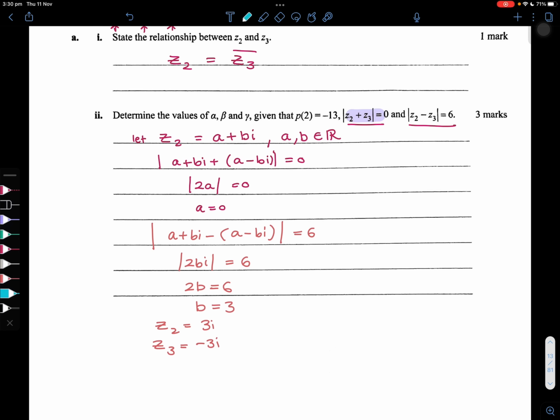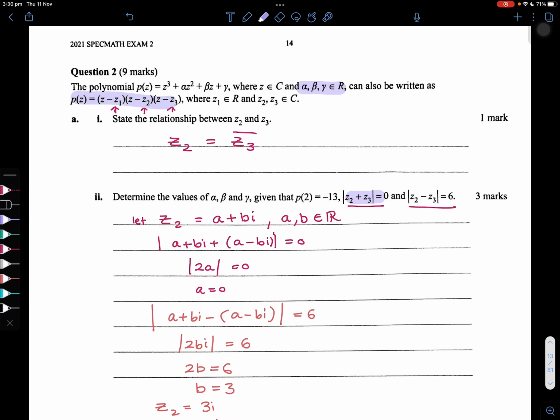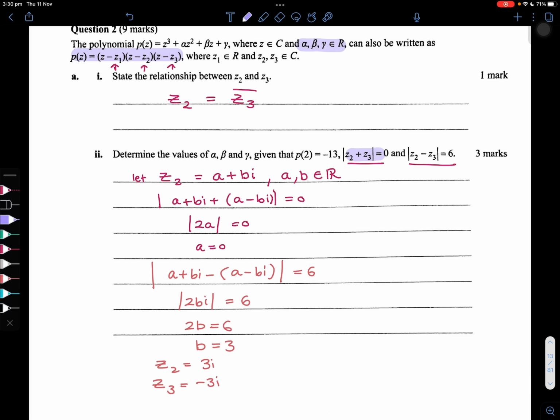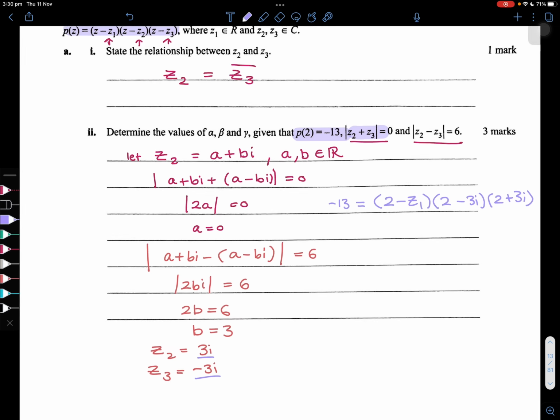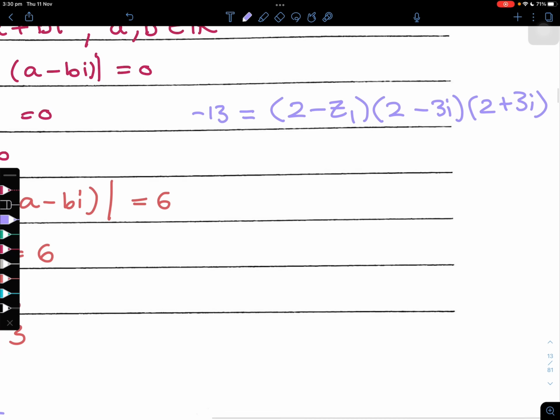Now, what we can do is, let's actually use this form, because that would be helpful as well. And we need to pair that with this piece of information as well. So that says that when we sub in 2, we get negative 13. So we can go negative 13 is equal to 2 minus z1, 2 minus z2, which we just found to be 3i, and 2 minus z3, which we found to just be negative 3i. So we have plus 3i. Okay? Now what we can do is actually go on the CAS and solve what z1 is, and that will get us closer to our solution.